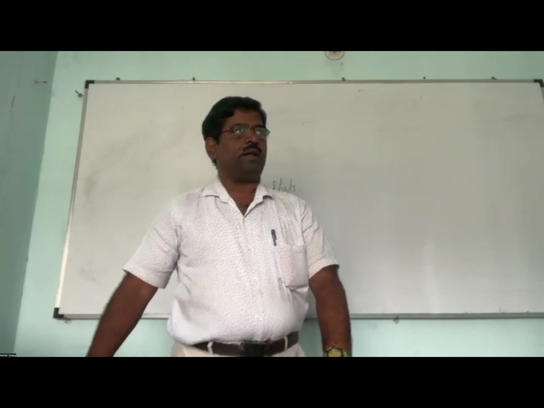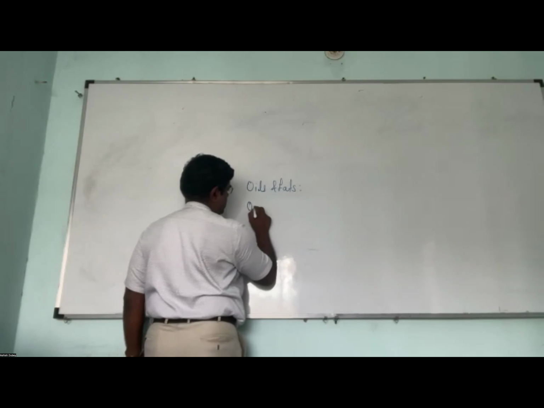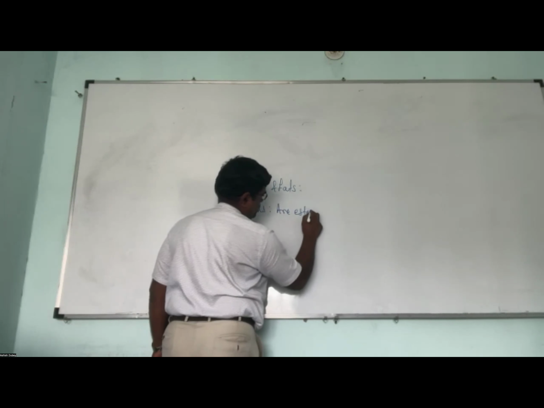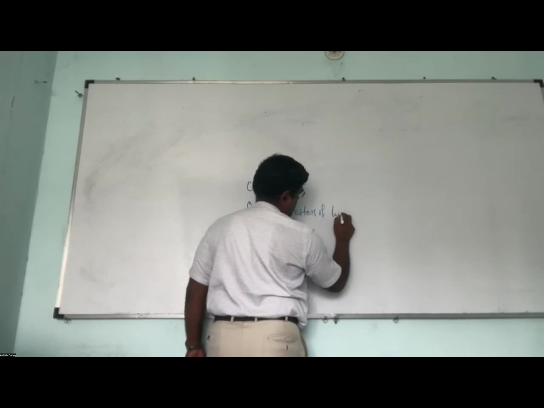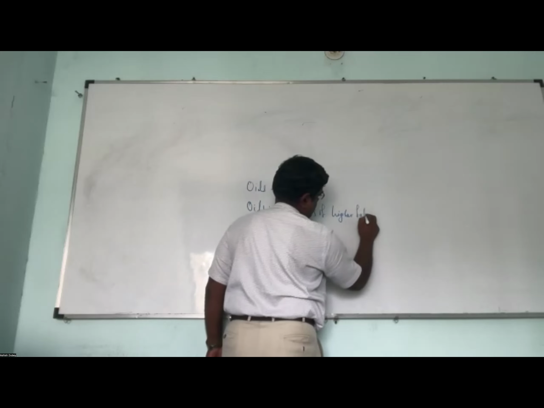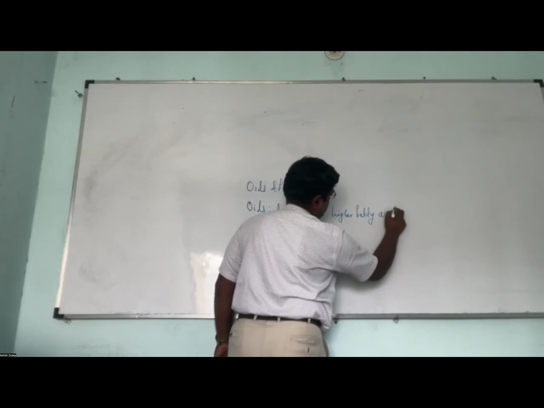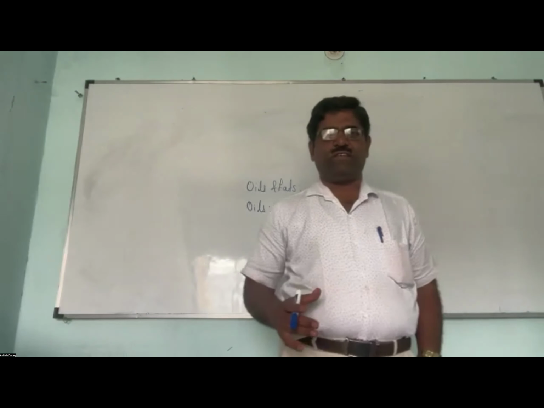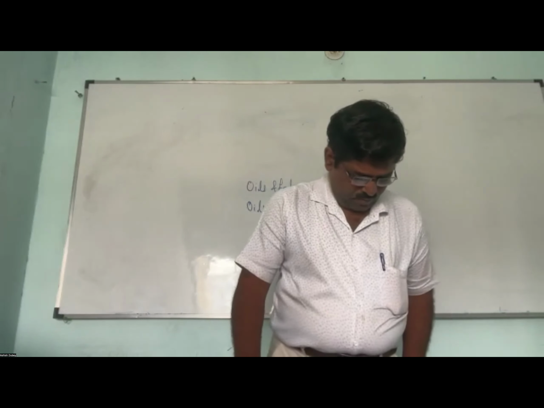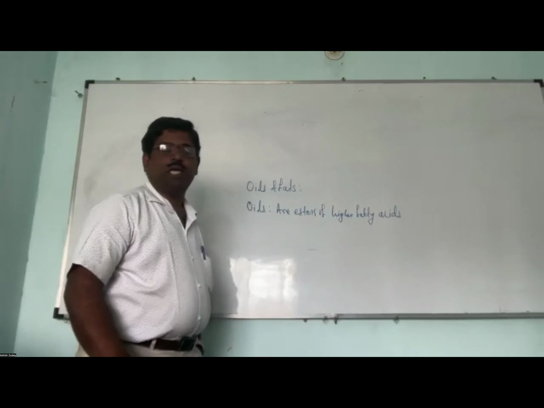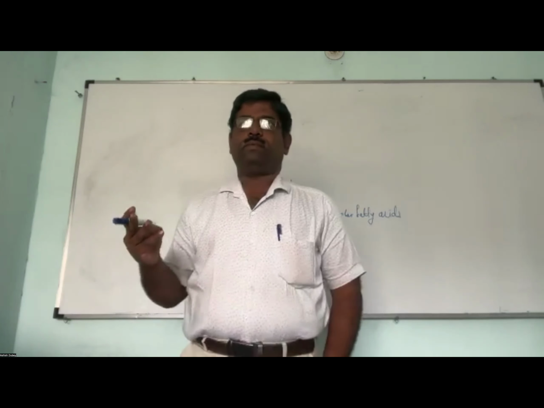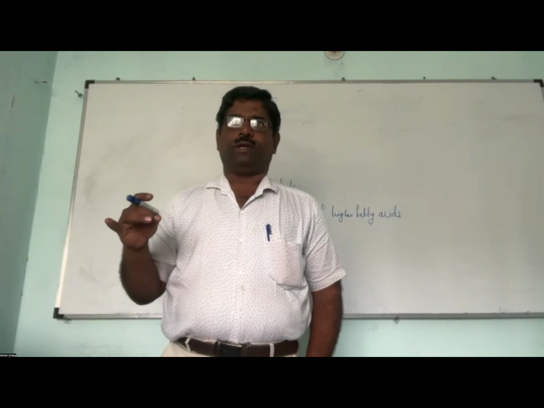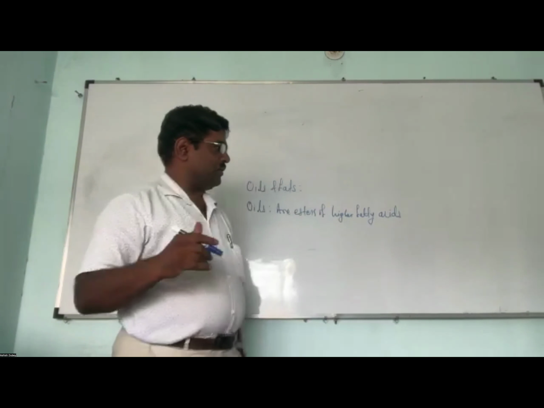What are oils? Oils are esters of higher fatty acids. Of course, there are different types of oils. For example, edible oils such as groundnut oil, soybean oil, coconut oil, mustard oil. So all these are oils.